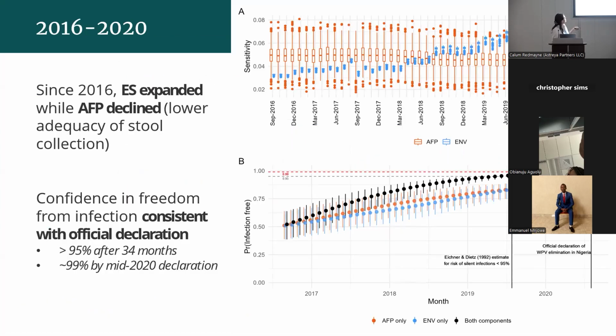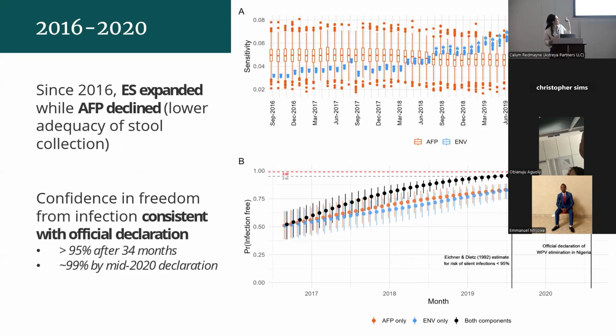So taking this beyond 2016, after those last 4 positive cases were observed, we can see in terms of the sensitivity estimates at the top that environmental surveillance was expanded substantially. And so its coverage in terms of the population on a national level was quite substantially increased. While at the same time, the sensitivity of AFP surveillance slightly declined, primarily because the adequacy of stool collection declined a little bit.